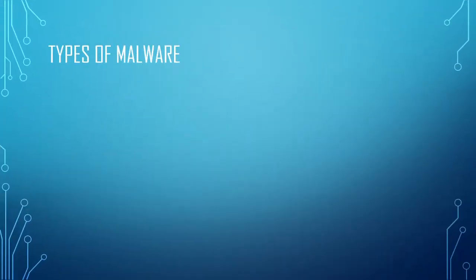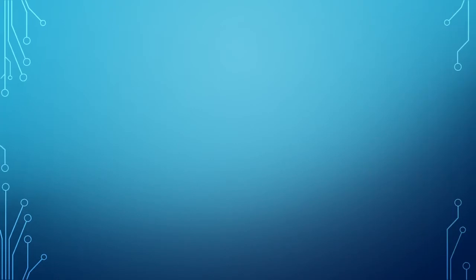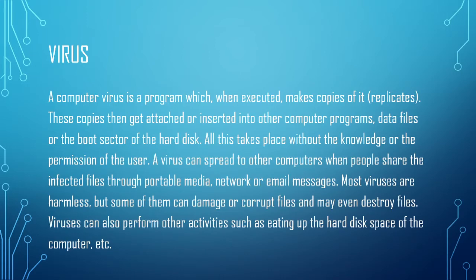Types of malware: virus, worms, Trojan horse, adware, spyware, ransomware, and rootkit. Virus. A computer virus is a program which, when executed, makes copies of itself. These copies then get attached or inserted into other computer programs, data files, or the boot sector of the hard disk. All this takes place without the knowledge or the permission of the user.